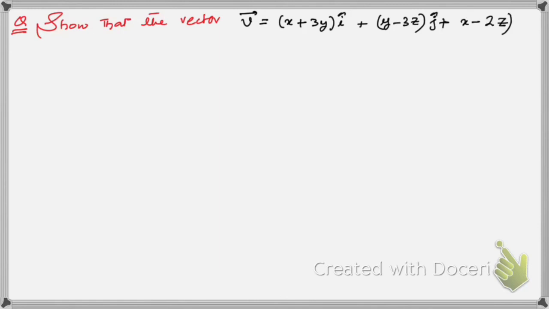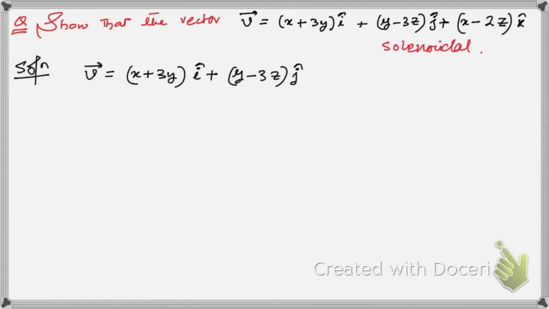Now the next question is to show that this vector is solenoidal. It's very simple. Let me write the given vector first. So this is the given vector. For a vector to be solenoidal, its divergence must be equal to 0. So let's find the divergence.